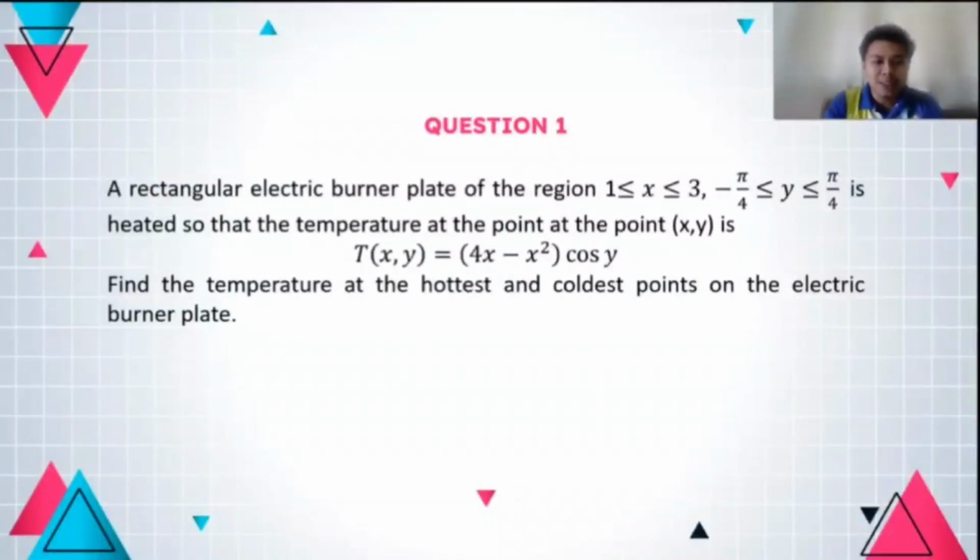So the question is: a rectangular electric plate occupies the region where x is from 1 until 3, and y is from negative pi over 4 until pi over 4. The electric plate is heated so that the temperature at the point (x, y) is T(x, y) = 4x - x² cos y. The question asks to find the temperature at the hottest and coldest points on the electric plate.